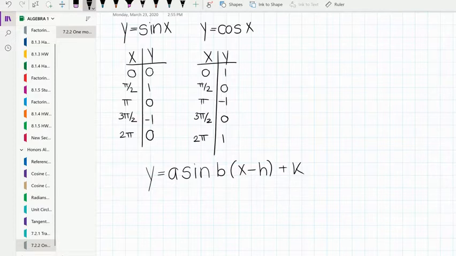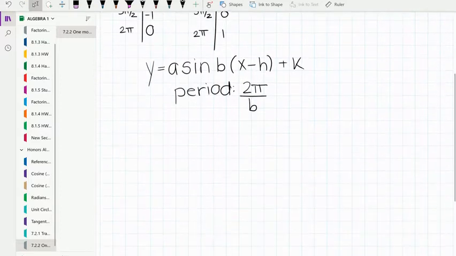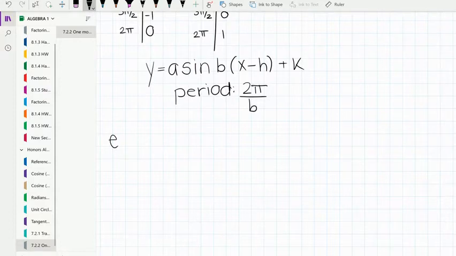So remember, period is the length for the trig function to complete one cycle. And so the period for sine and cosine is 2 pi. But by having a b value, what we do is we change the period. So to find the period, you actually just take 2 pi and you divide by b, and that will give you the period. So what we're going to look at is a couple examples. So our first one is going to be y equals sine 2x.